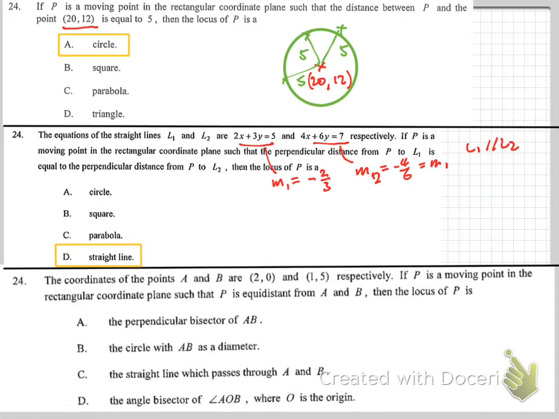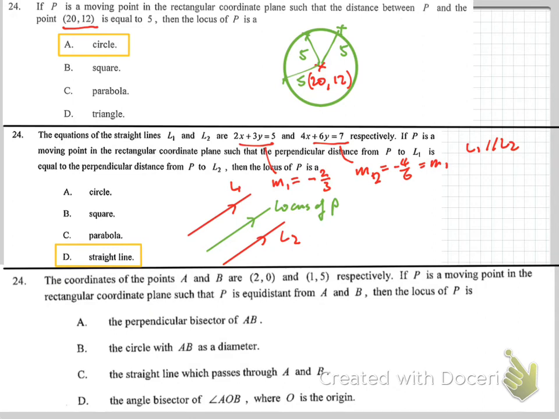The diagram is something like this. We have L1 and L2, they are parallel lines. P is the point that is at equal distance from L1 and L2. So it must be the line in the middle of L1 and L2. That is in green, that is the locus of P. And the two straight lines are L1 and L2. They are all parallel.